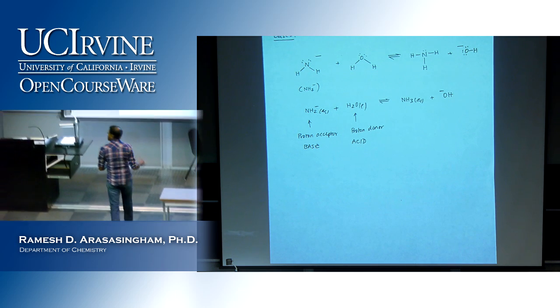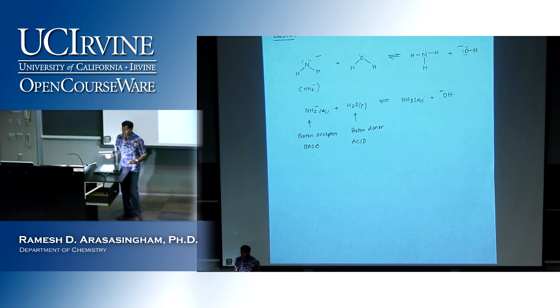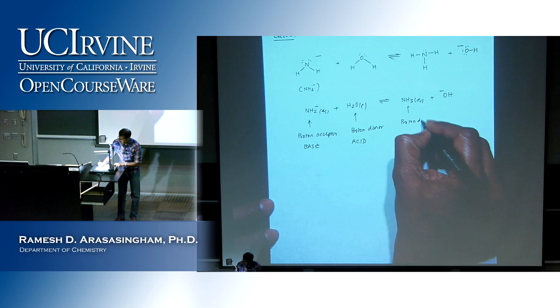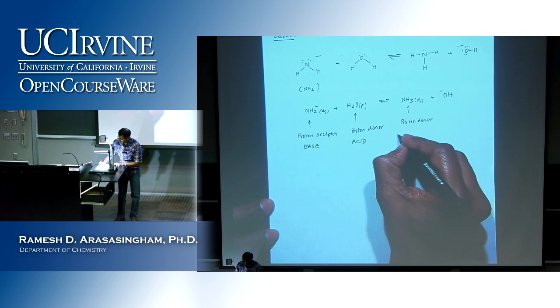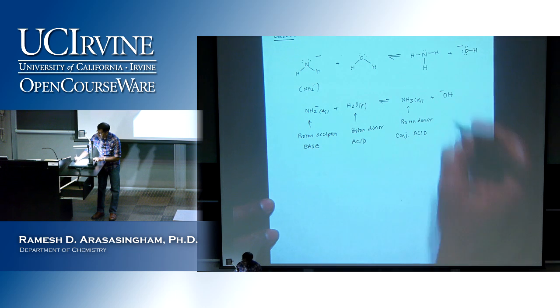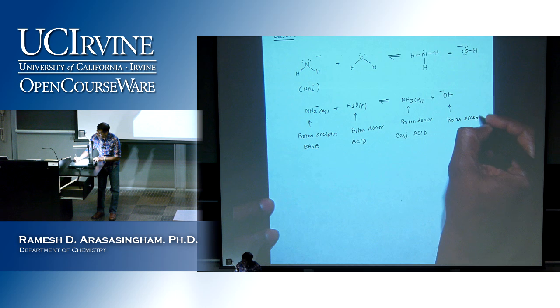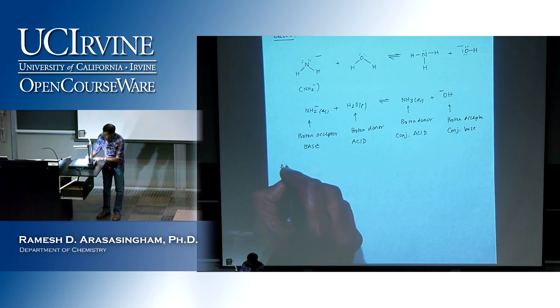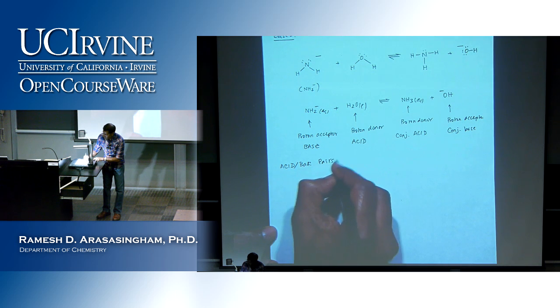If I look at the reverse reaction, you can see that for the reverse reaction, this is the proton donor, and therefore this would be the conjugate acid. And this would be the proton acceptor, and therefore this would be the conjugate base. Got it?